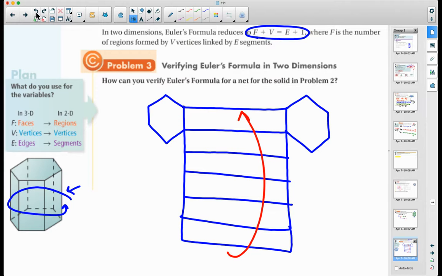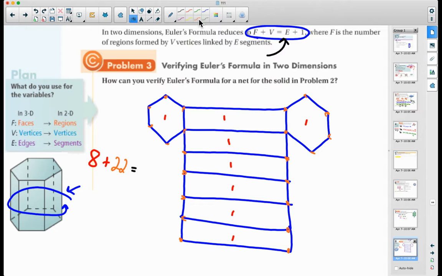Okay, so what I want to do now is I'm going to use Euler's formula for 2 dimensions. And it says f plus v equals e plus 2. So I'm going to count my faces. So my faces are 1, 2, 3, 4, 5, 6, 7, 8. All right, so that's going to be 8 plus. Now my vertices. I'm going to count my vertices. All right. So let's see what we got. I've got 1, 2, 3, 4, 5, 6, 7, 8, 9, 10, 11, 12, 13, 14, 15, 16, 17, 18, 19, 20, 21, 22.